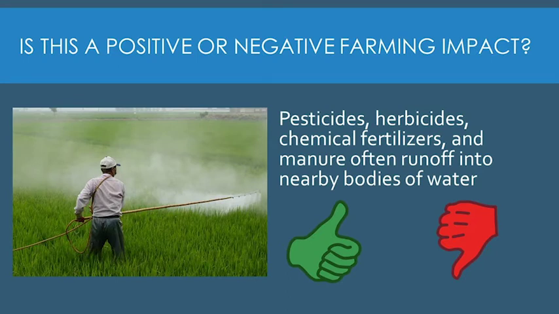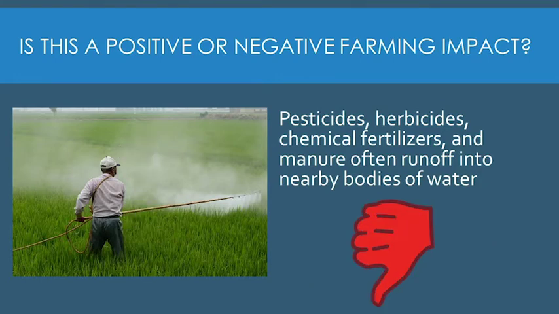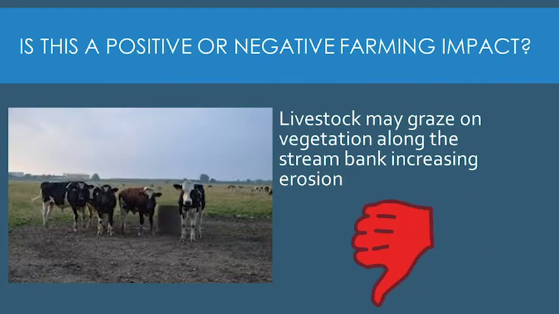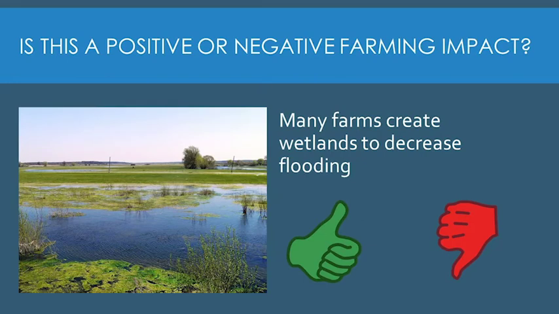Pesticides, herbicides, chemical fertilizers, and manure often run off into nearby bodies of water. Is this positive or negative? Livestock may graze on vegetation along the stream bank, increasing erosion. Is this positive or negative? Many farms create wetlands to decrease flooding. Is this positive or negative?